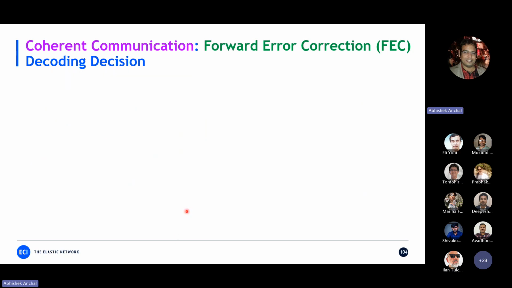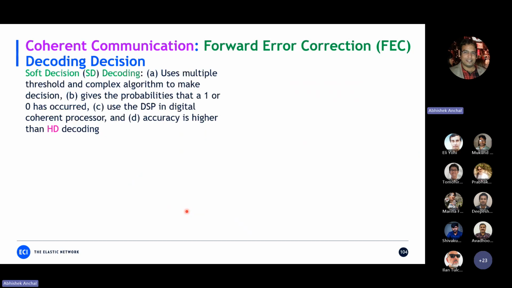So we can move to the soft decision. Soft decision takes multiple thresholds and uses a very complex algorithm to decide whether it's 0 or 1. But it doesn't even say whether it's 0 or 1; rather, it says what the chances are of having 0 or 1: high probability, low probability, or moderate probability. Since in a coherent transceiver we have a DSP, it can use DSP processors to implement all these complex algorithms to make a soft decision. Obviously the accuracy is very high because you have multiple threshold levels.